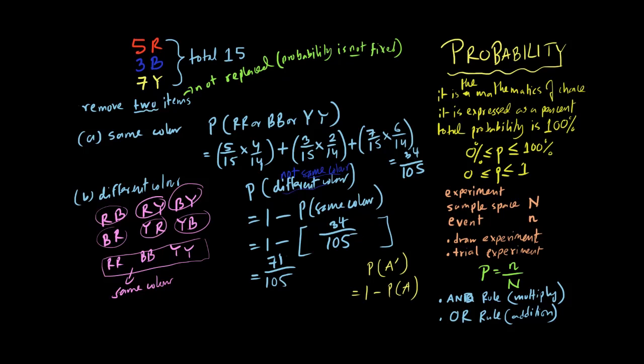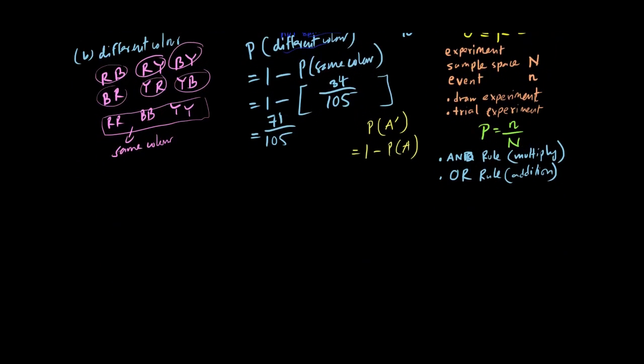Now if we do this in the long method, is this going to work or not? Let's check. For using different color as this, it will be the probability of red and blue, or blue and red, or red and yellow, or yellow and red, or blue and yellow, or yellow and blue. So this is how it goes. Let's see the permutation. Each and every permutation has the same probability.